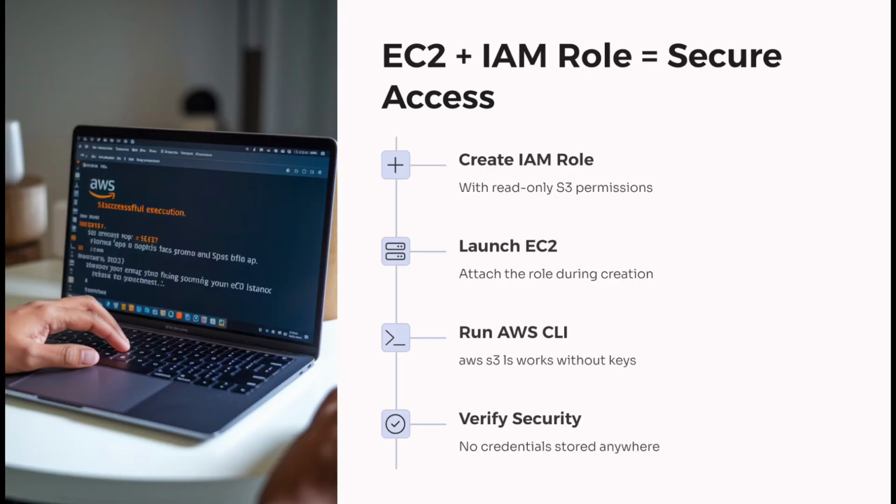Try this today. Create an IAM role with read-only S3 permissions. Launch a test EC2 instance and attach the role. Once inside the instance, run aws s3 ls. You'll be using temporary credentials, no keys, no secrets, no risk.